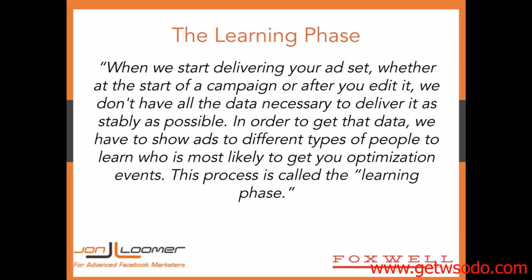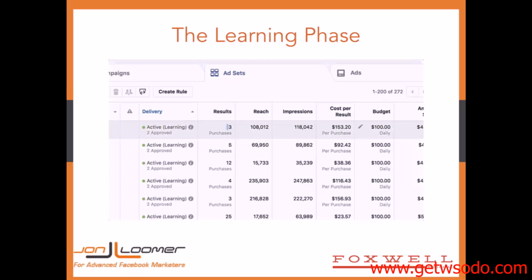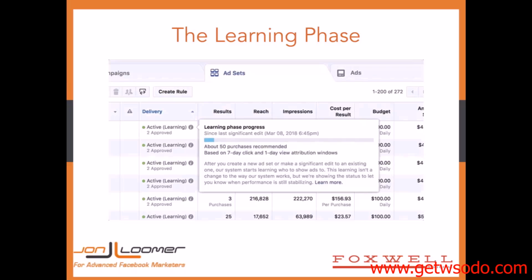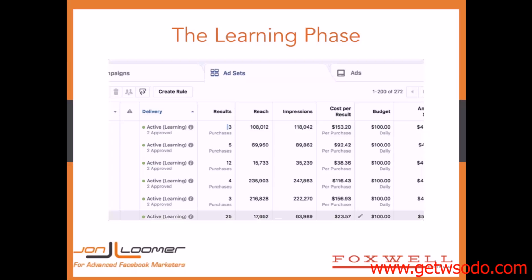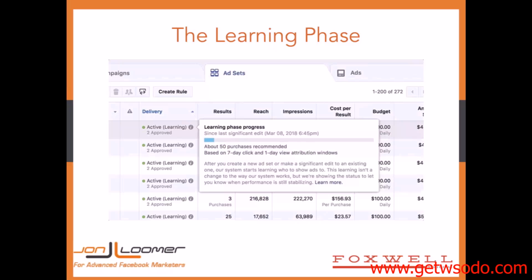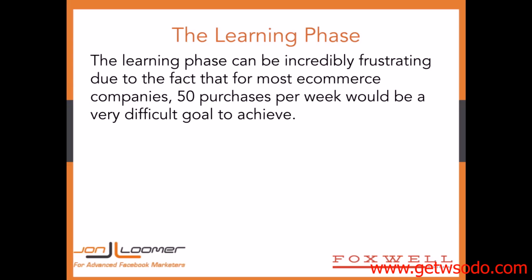It's trying to find those people, the thing that we talked about early in this presentation. And you'll notice as you roll over, you can see what it's saying, and they'll say learning in many cases, right? And it'll tell you since your last significant edit, when that edit was. And it's incredibly frustrating, right? Because for a lot of us, 50 purchases or 50 conversions a week, that's really hard to achieve. And how do you know that? How are you going to actually get there?